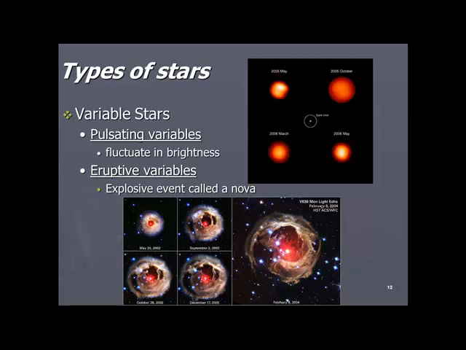But to move on, you can also see we have eruptive variables. These are stars that are going through an event called a nova. And so you can see in this picture at the bottom where this star is starting out in May and it's starting to expand and explode. So this is kind of like a volcano erupting, if you can think of it like that, or a rose blooming. This star is getting larger and larger and larger as forces act within it.